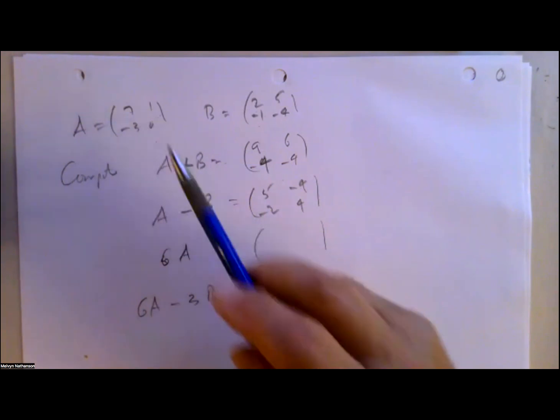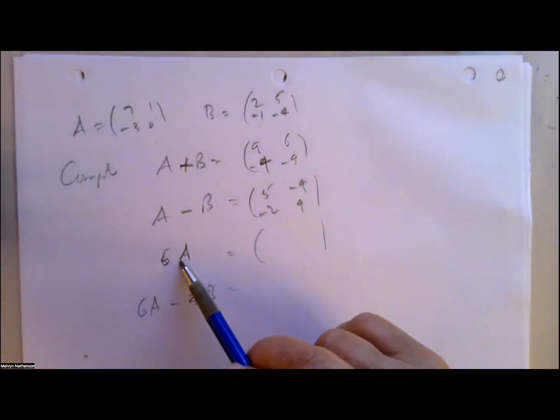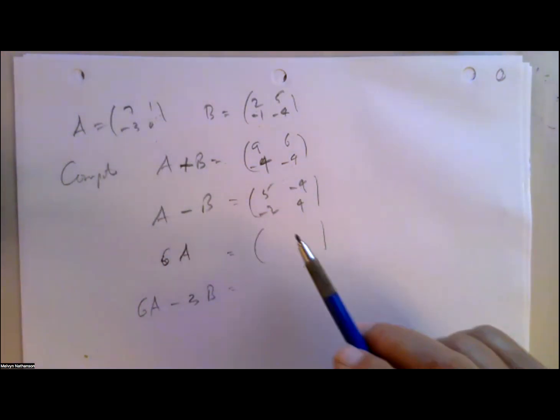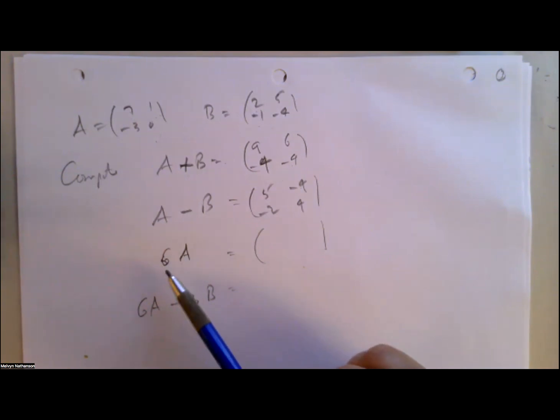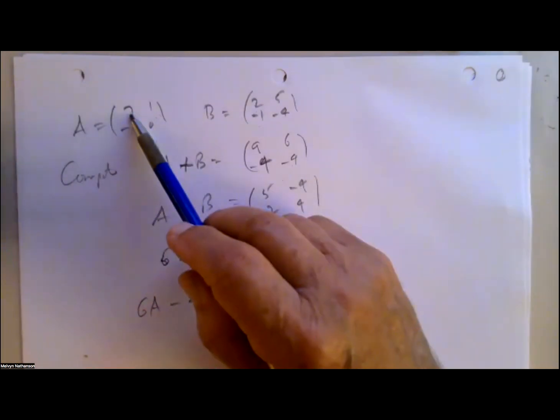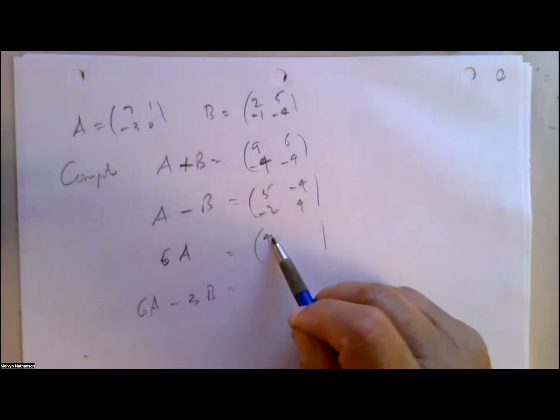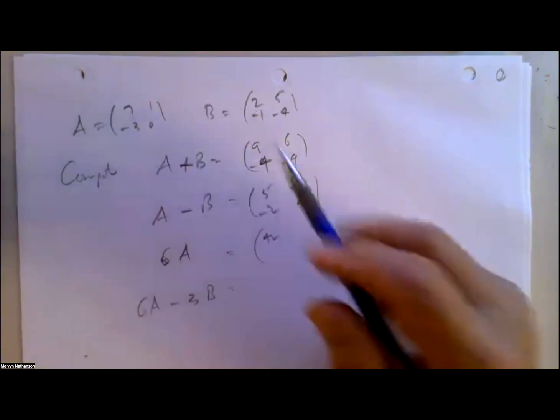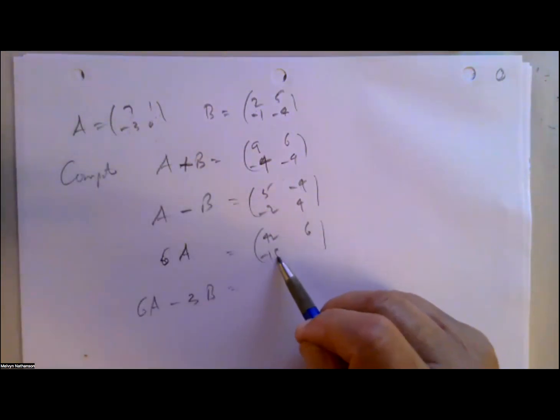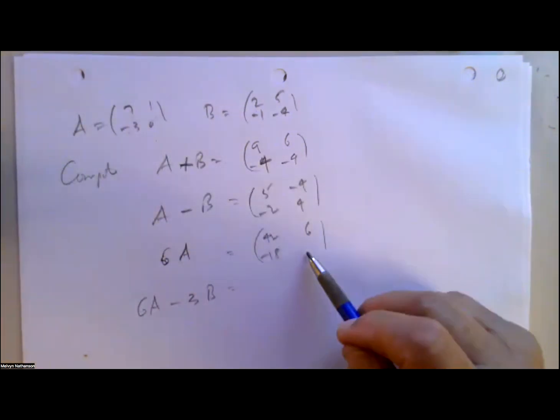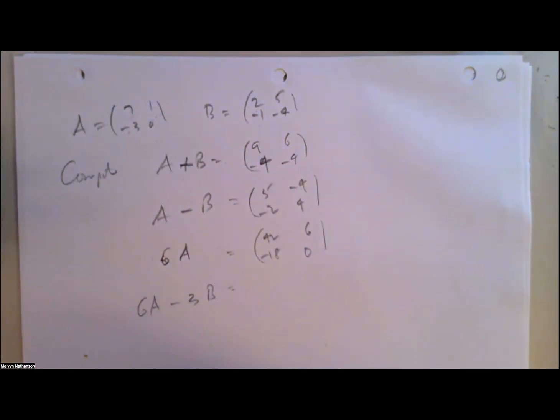Take the matrix A, multiply it by the scalar 6. What do you get? What's the first row? 6 times 7 is 36. No. So the first row, you multiply everything by 6. 6 times 7 is 42. 6 times 1 is 6. 6 times minus 3 is minus 18. 6 times 0 is 0.